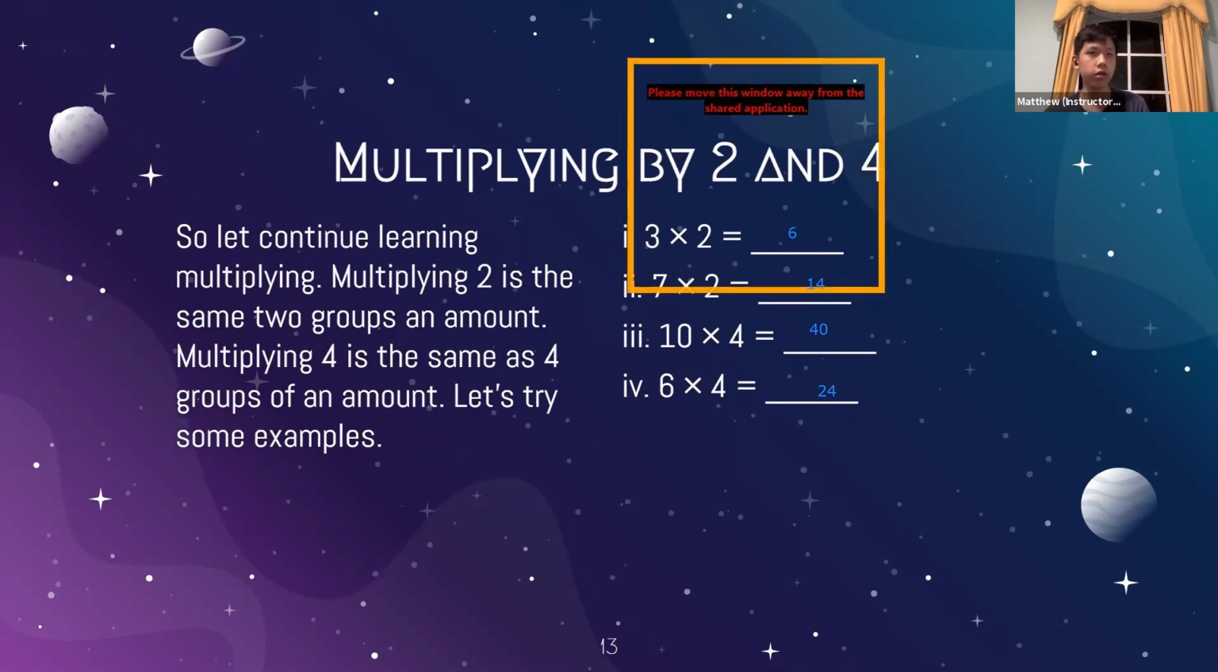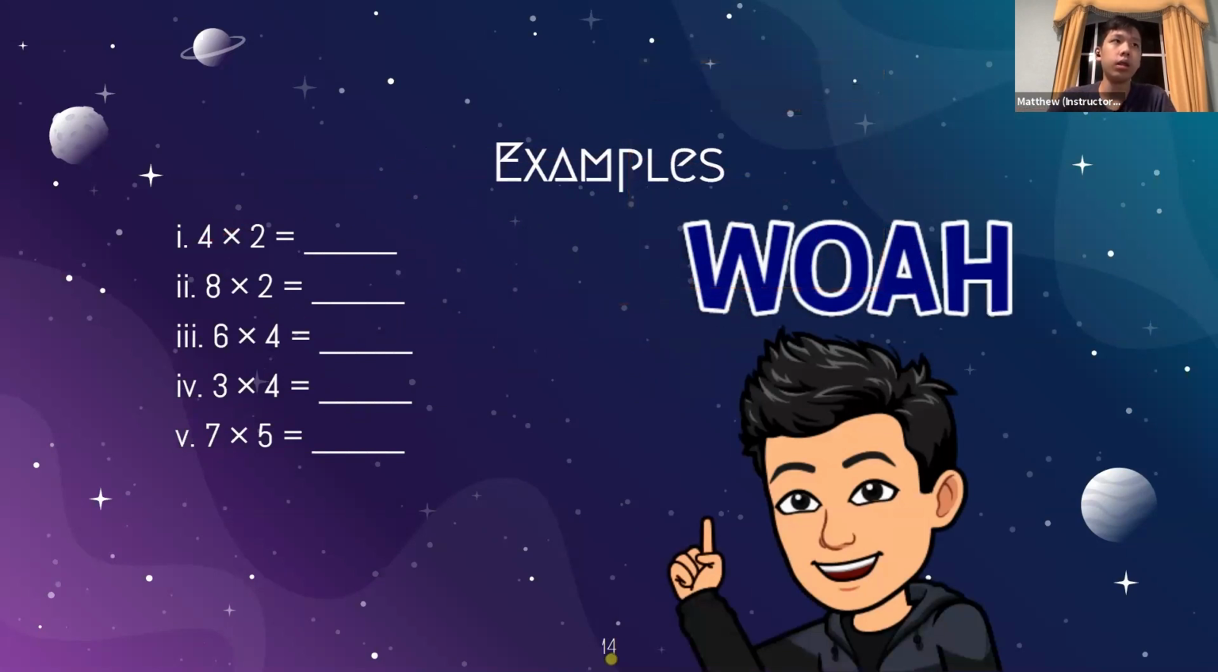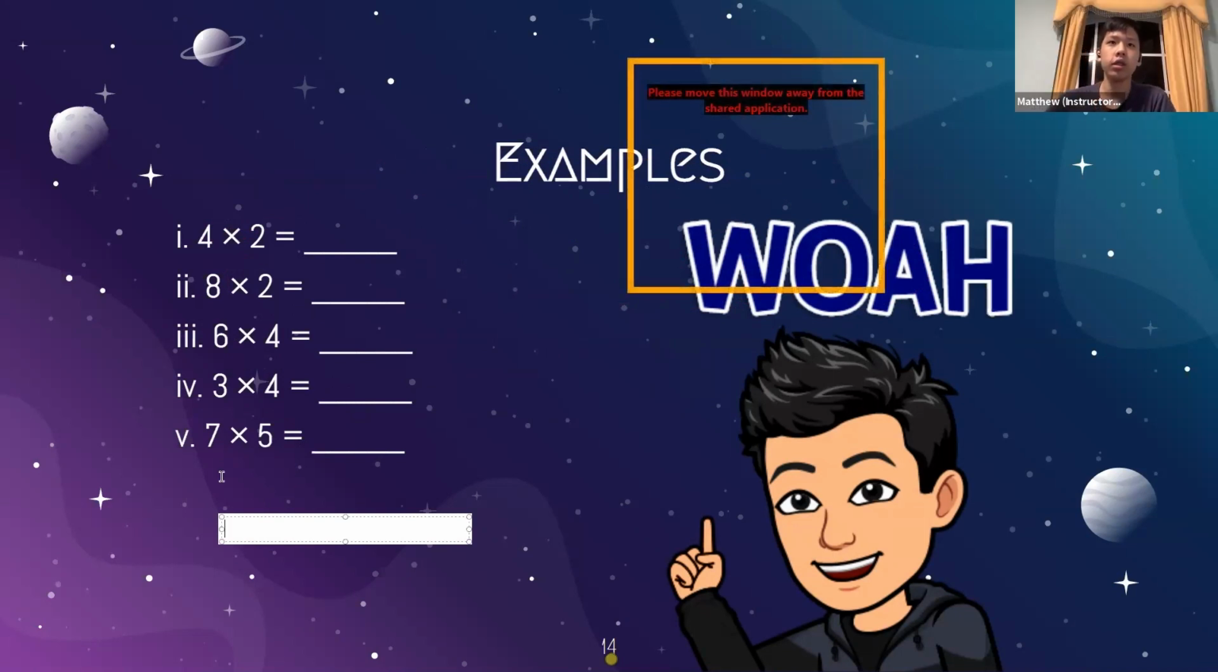Okay, so I received no answer, but I do hope that all you guys understand what I'm talking about. Let's clear my drawing, and then let's move on. So let's try some examples. What would be 4 times 2? This will be 8. Correct. What about 8 times 2? 16. Correct. What about 6 times 4? 24. Correct. What about 3 times 4?